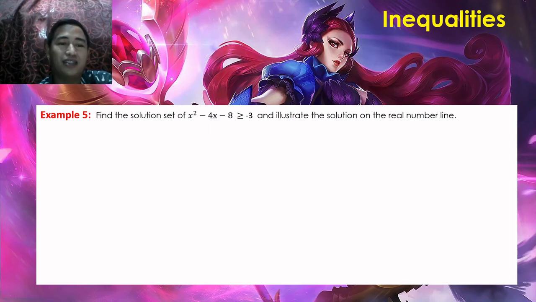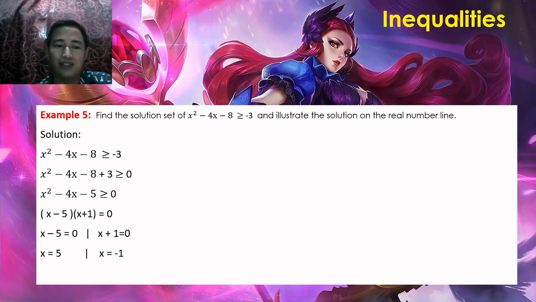Next, class, example number 5. Find the solution set of x squared minus 4x minus 8 greater than or equal to negative 3 and illustrate the solution on the real number line. So solution: again we equate to 0 on this side. Transfer negative 3, so it becomes plus 3 on the other side. Greater than or equal to 0, and minus 8 plus 3 is negative 5. So x squared minus 4x minus 5 is greater than or equal to 0.